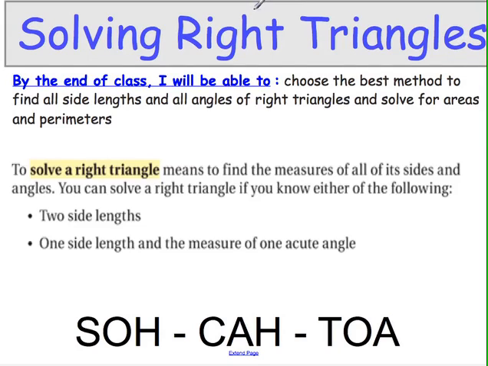Today's lesson is going to revolve around solving right triangles. In class, we've prepped this a little bit beforehand, but the idea behind solving right triangles is that you're going to find the measurements of all its sides, if it's a triangle, all three sides, and all three angles.